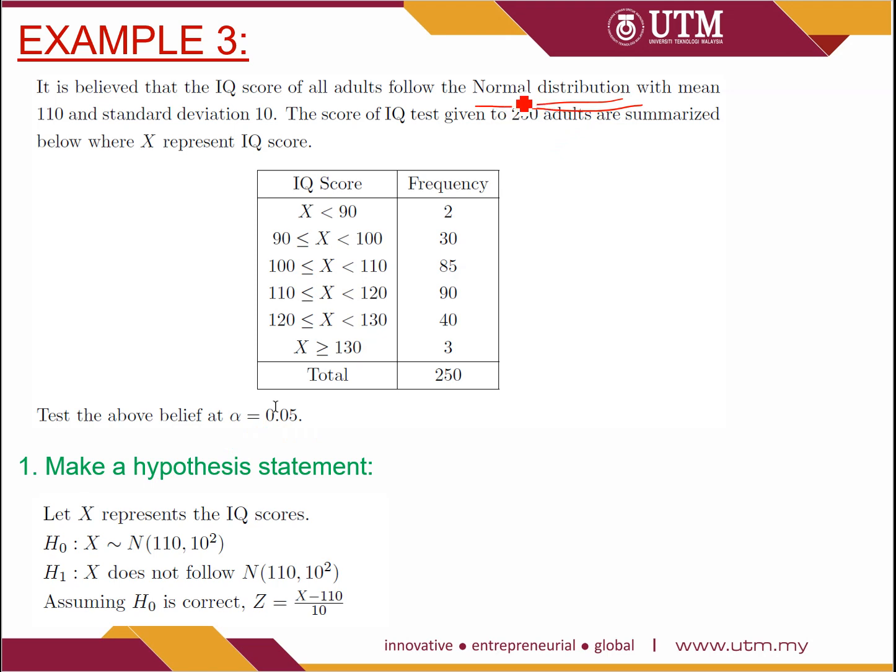Now, the hypothesis statement is about normal distribution, so you need to make the hypothesis statement for normal. You can write in terms of formula, or you could also write like this. For the IQ score, just rewrite the statement.